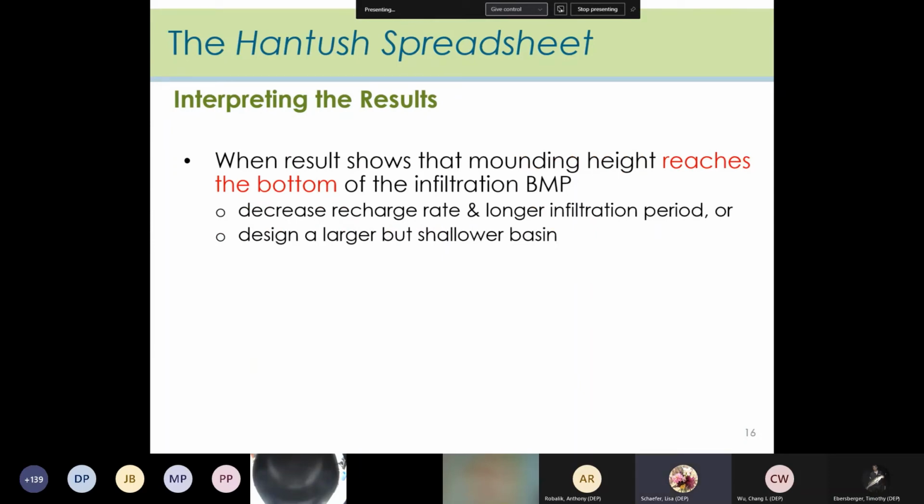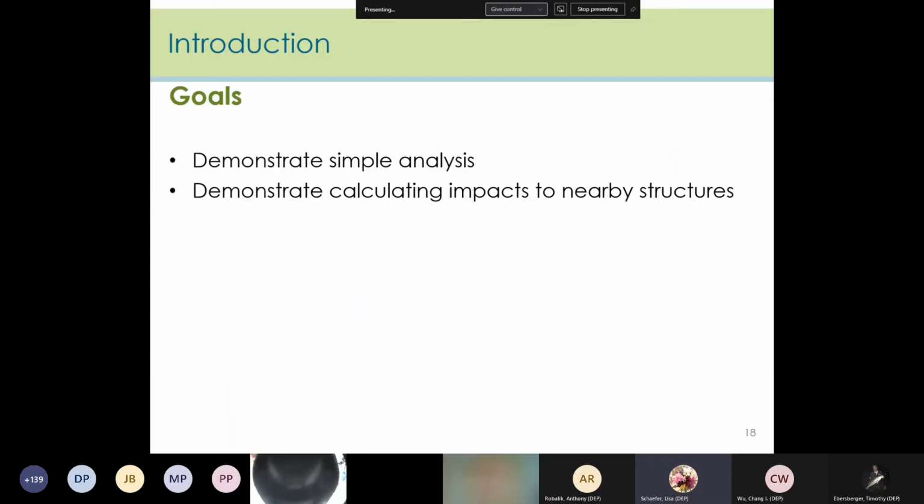All right. On the other hand, if your mounding height touches the bottom of the BMP, infiltration is also going to slow down the rate of infiltration. But in this case, you can actually stretch the duration of infiltration period while decreasing the recharge rate to spread the volume over a larger area, and you'll be able to use a shallower depth. So I think we really need to do some examples to kind of make sense of all of this.